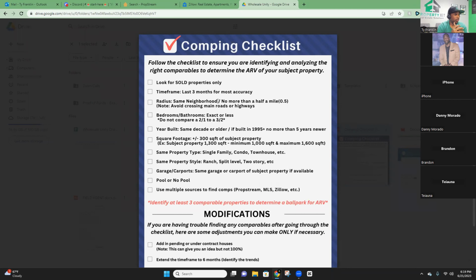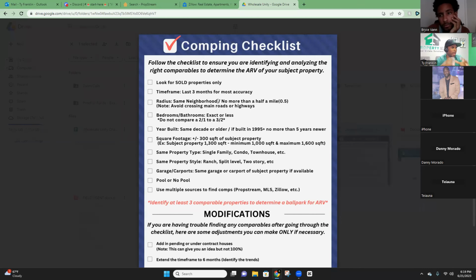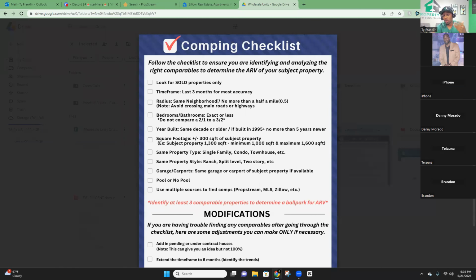Now we got the radius, right? You want to be looking at properties that sold in the same neighborhood, ideally, right? Or no more than a half a mile away from that subject property. They also say here, avoid crossing main roads or highways. That's market specific. I don't really see too much difference in that with the comps, really, depending on the areas, obviously. So you have to kind of figure out your market when it comes to that part of it.